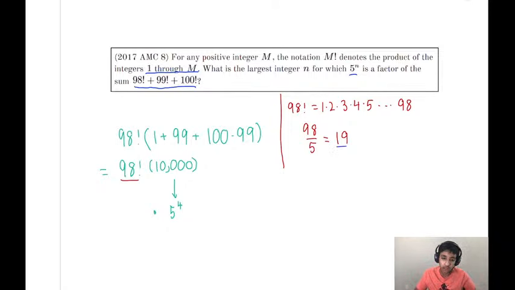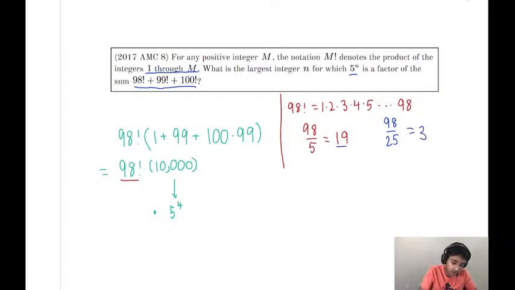But some numbers have more than one power of 5. Some numbers that are multiples of 25, like 75 for example, have 2 powers of 5. So now we have to add the number of these multiples of 25, because they're adding additional powers of 5. So then we add 98 divided by 25, because the numbers that are multiples of 25 have 2 powers, an additional power of 5, to get 3.